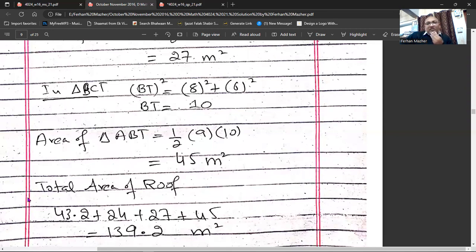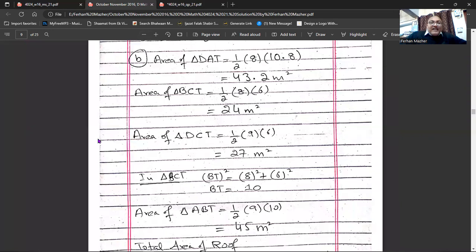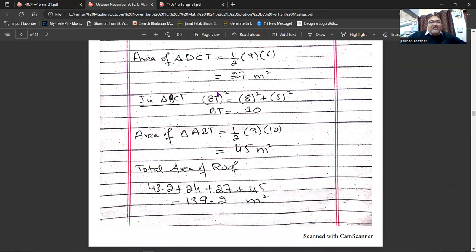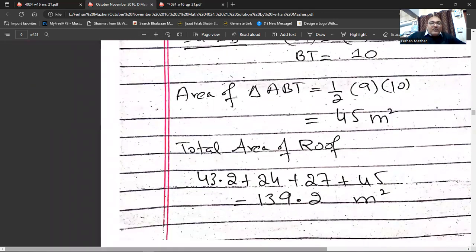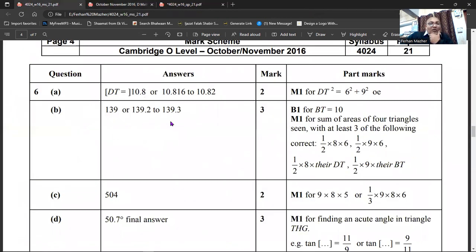So the total area of the roof will be the sum of the areas of those 4 triangles, and we have calculated their areas. So I will add them up and you can see this. The total area will be 43.2 plus 24 plus 27 plus 45. This is how we will find it, and the total area of the roof will be 139.2. 139.2 is the right answer, sir.